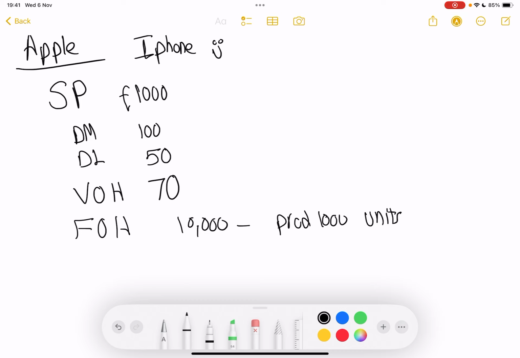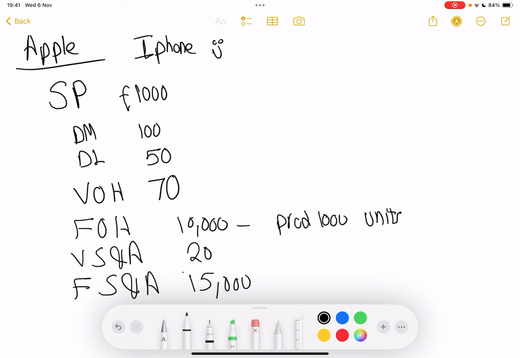And also we have a variable selling and administrative, which is £20. We have fixed selling and administrative given in total as well, equal to 15,000. And units sold is 1,500 units for the Manchester branch.